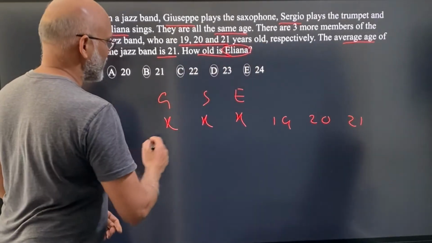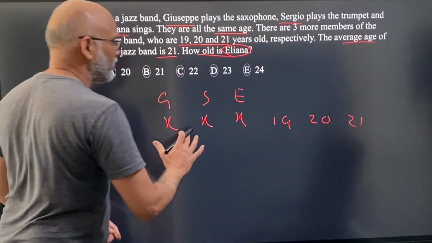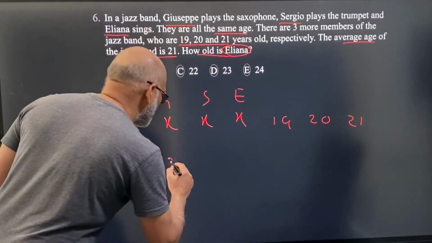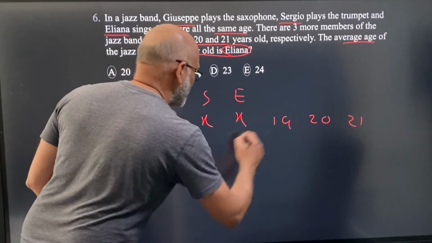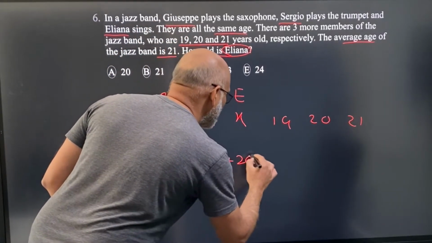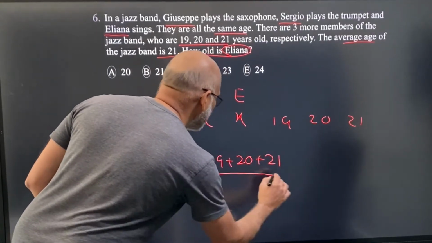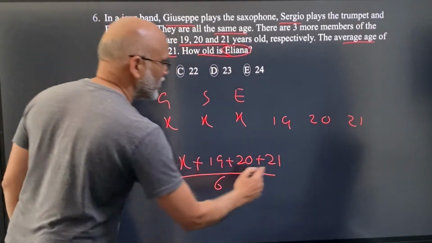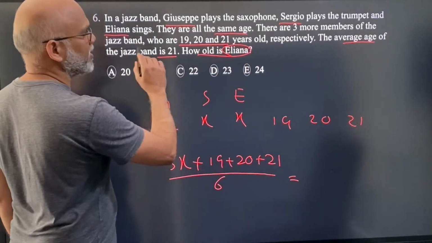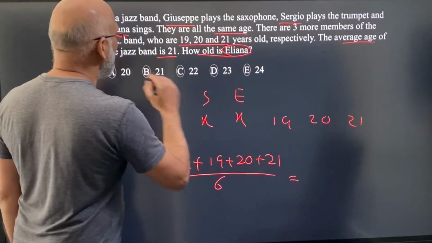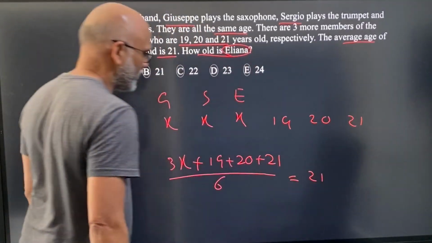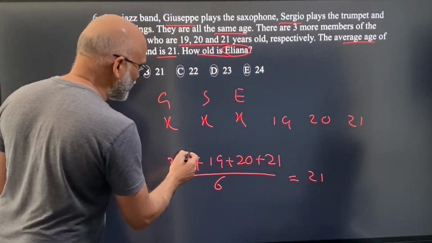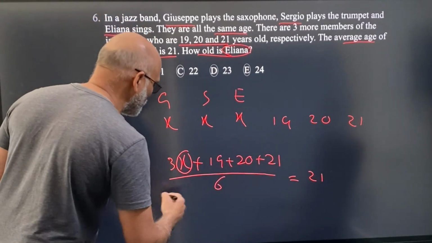So what is the average age? I add up all the numbers and divide by how many numbers I'm adding, right? So this is 3x plus 19 plus 20 plus 21, divided by how many numbers I'm adding? 1, 2, 3, 4, 5, 6. So this is the average, and the average of the jazz band is given as 21. Then I have one equation with only one unknown, fairly straightforward to solve.